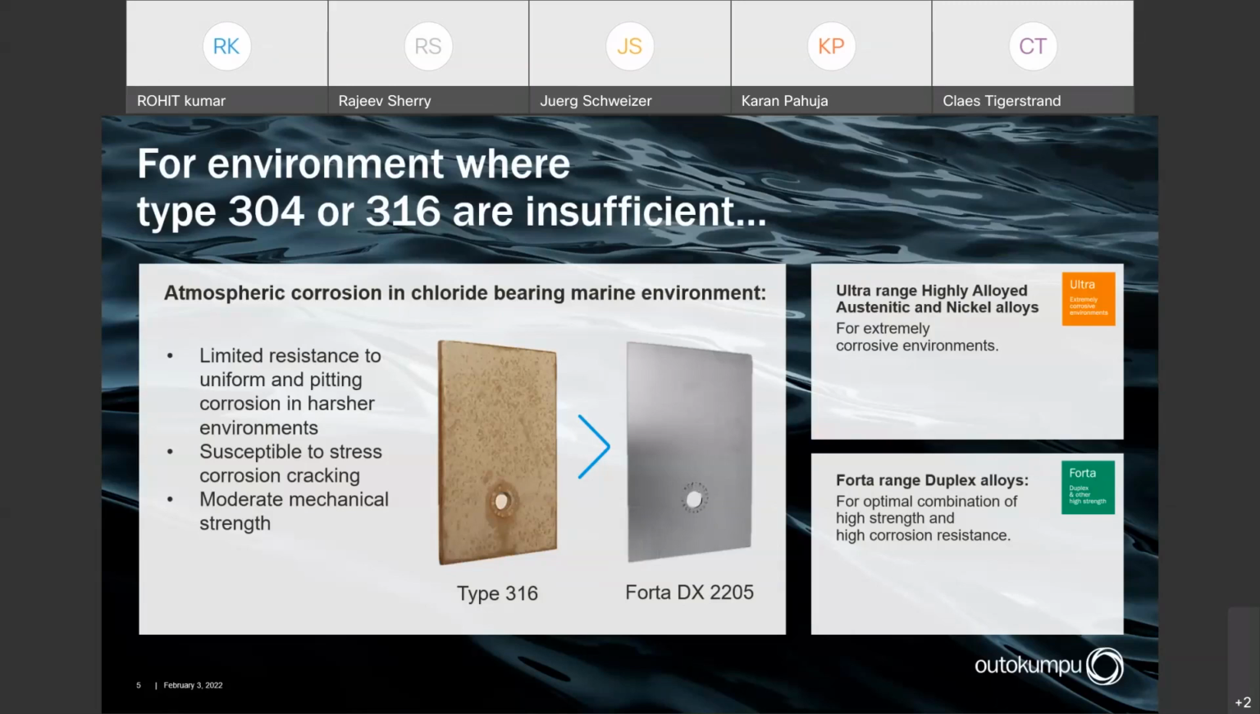So there are grades beyond 304, 316, and that we can explore within the ultra range we see to the right there. There you have the highest alloyed austenitic grades for harsh environment, or you can go by Duplex grade where you have a good combination of high strength and high corrosion resistance.